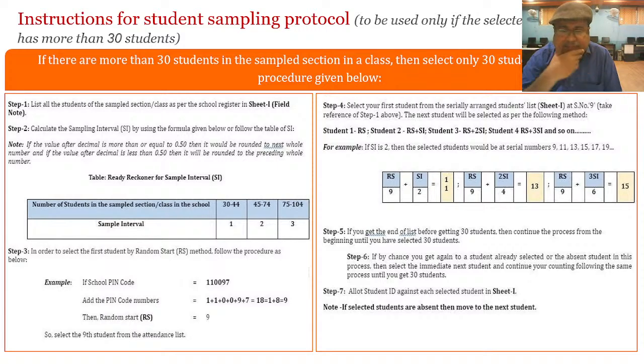If the sample interval is only 1, then we go in this manner: 9, 10, 11, 12, 13, 14, like this. And if anyone is absent, naturally it will go to the very next number. And when the sample interval is 2, which is shown here, 9 plus 2 is 11, again 11 plus 2 is 13, again 13 plus 2 is 15. Here it is shown in that manner, 2, 4, 6, like this.